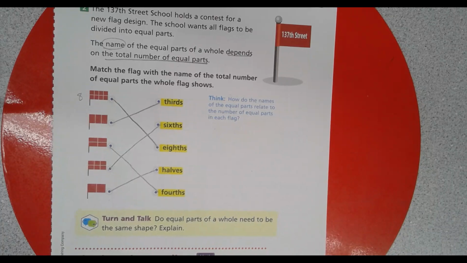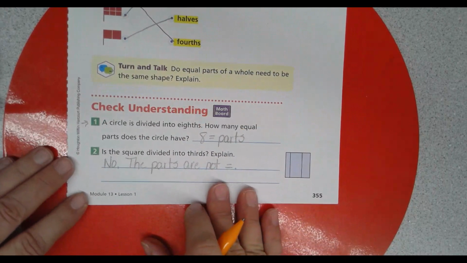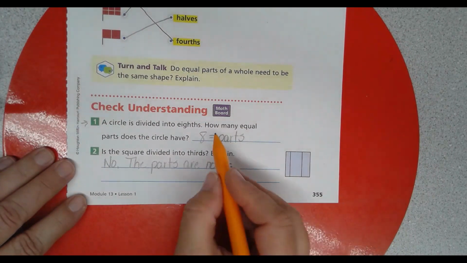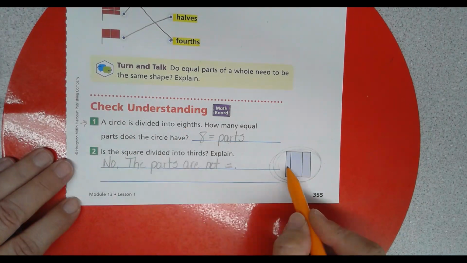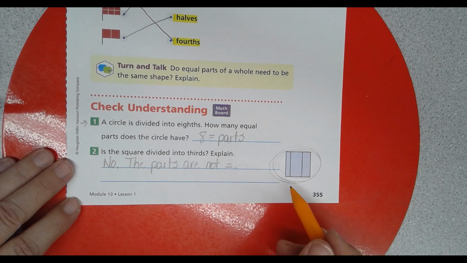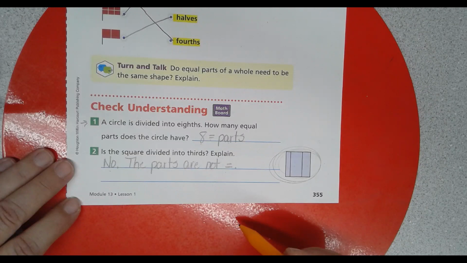All right, so here we go. A circle is divided into eighths. How many equal parts does the circle have? 8 equal parts. So if it has eighths, that means 8 equal parts. And I put an equal sign in. Split into 3 parts. But no, the parts are not equal, because remember, the main thing with fractions would be you have to have equal parts, and this does not. So no, you can't use that as a fraction. That's number 1 rule for fractions. They have to have equal parts.